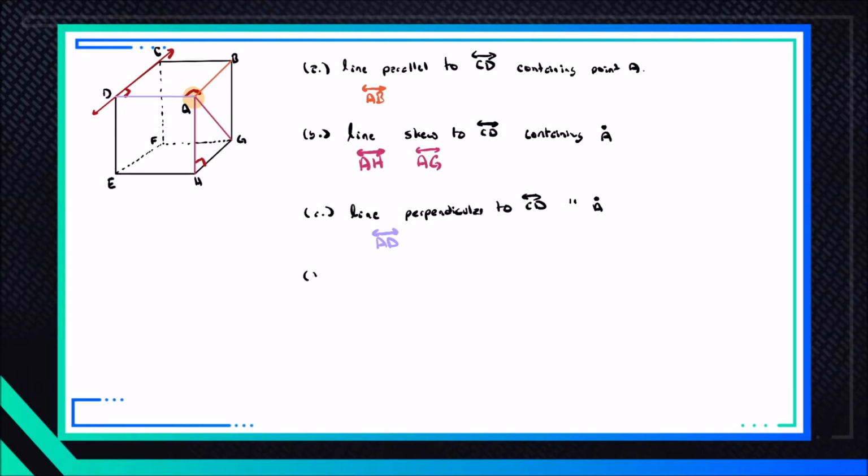And then finally, we're going to take a look at some parallel planes. So we want a plane parallel to EFGH containing point A. And so EFGH, we're going to highlight that in yellow, is this bottom face. And so the face that would be parallel to that is going to be the face that is on top. And so we would say that is plane ABCD.